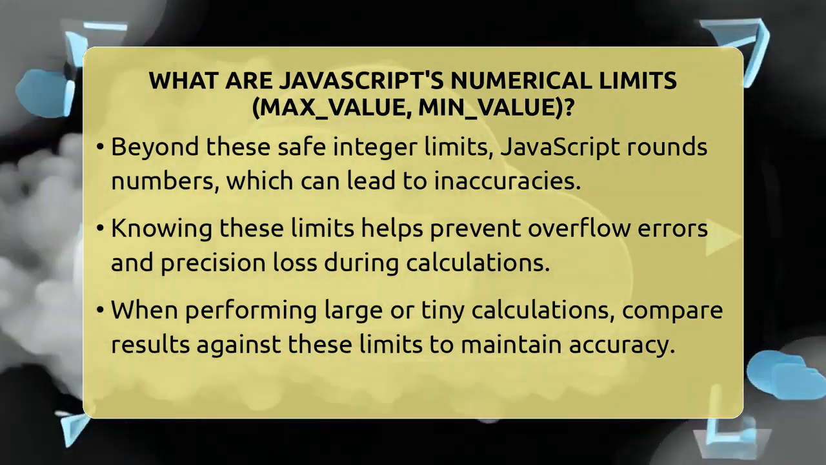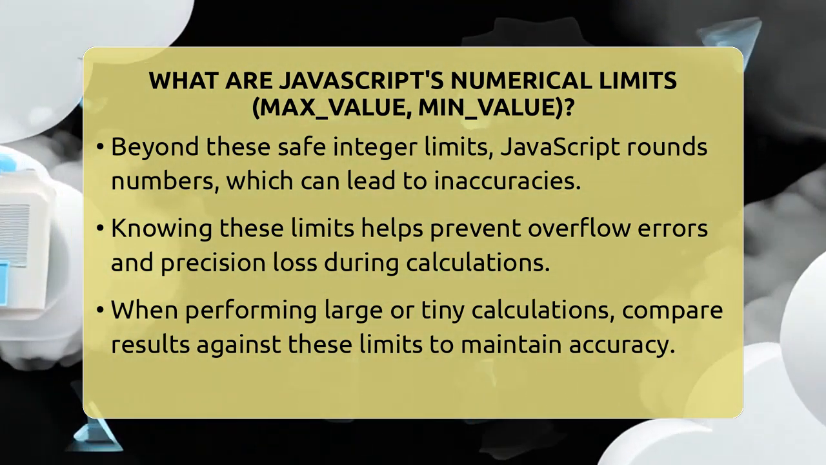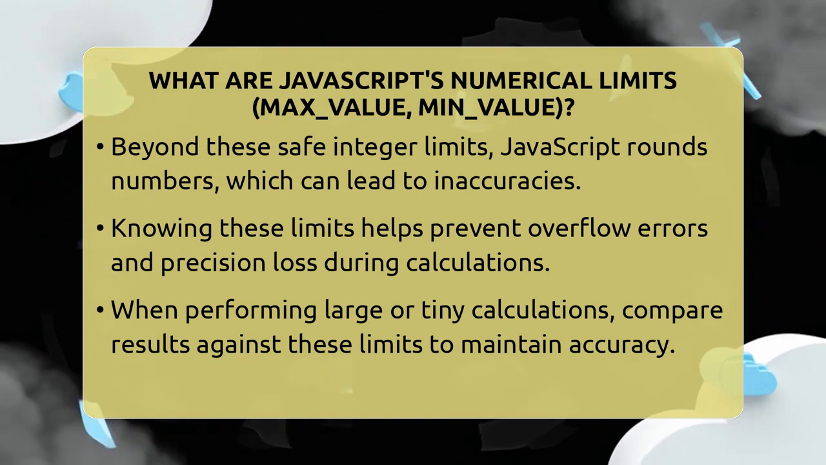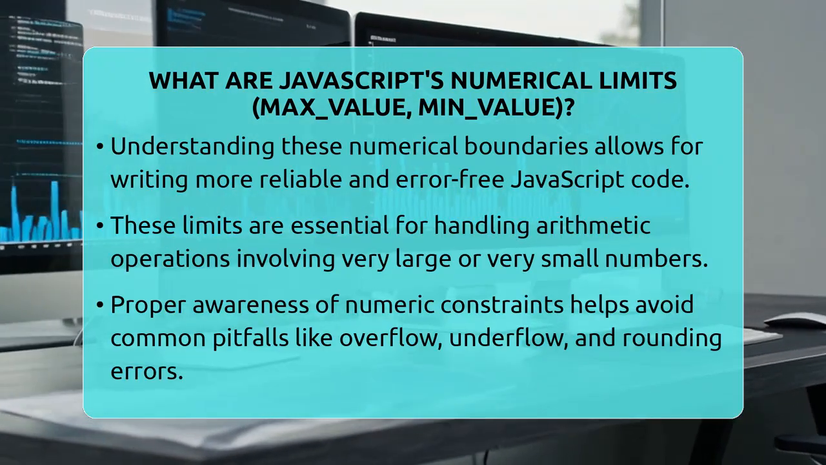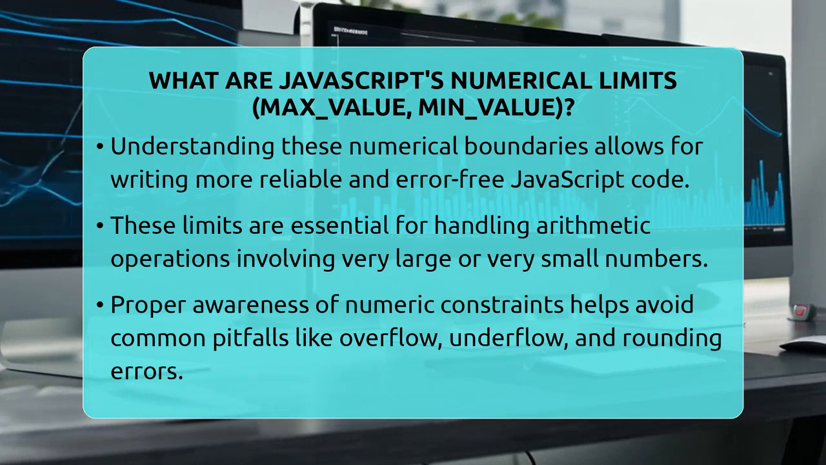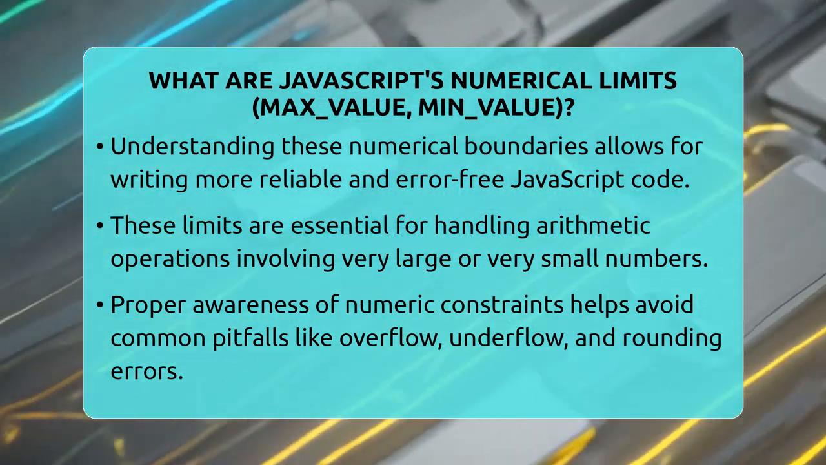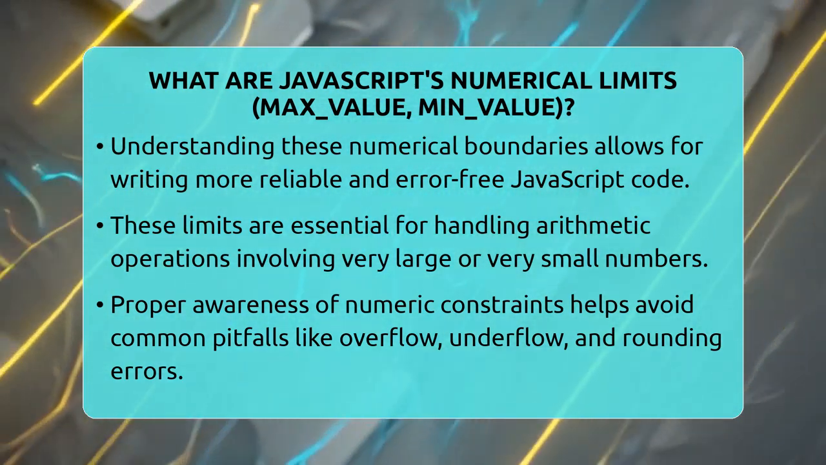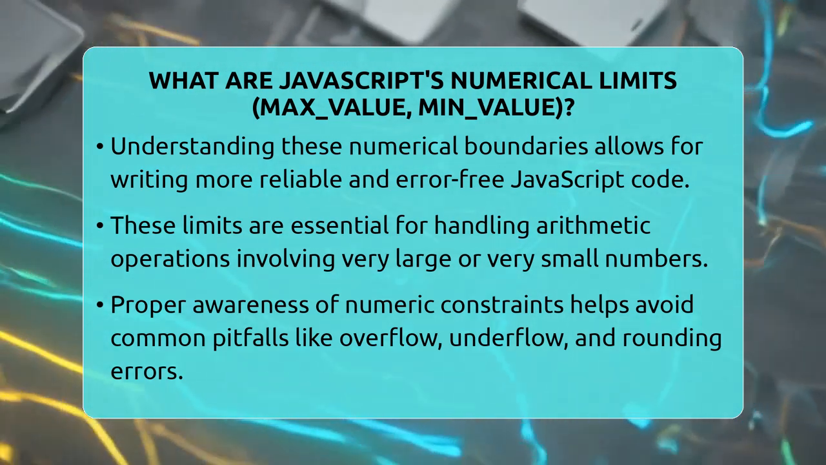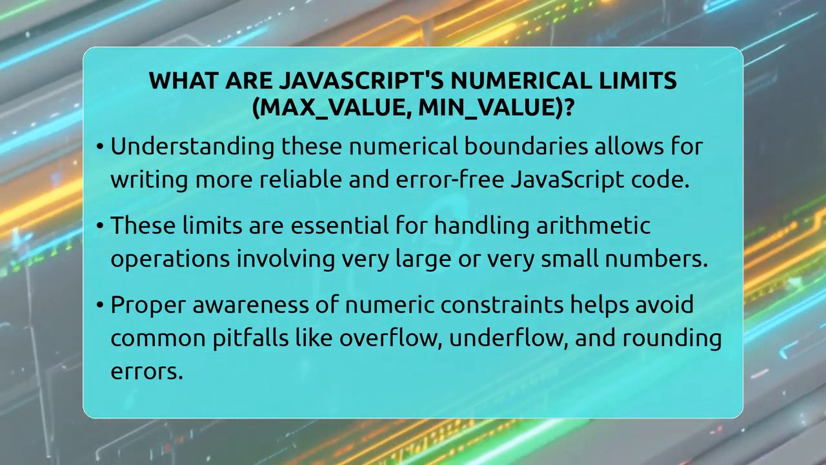Instead, it rounds the numbers, which might cause errors if you're doing precise calculations like financial transactions or counting items. Knowing these limits is key when working with arithmetic operators. They help you understand when your calculations might overflow or lose precision.